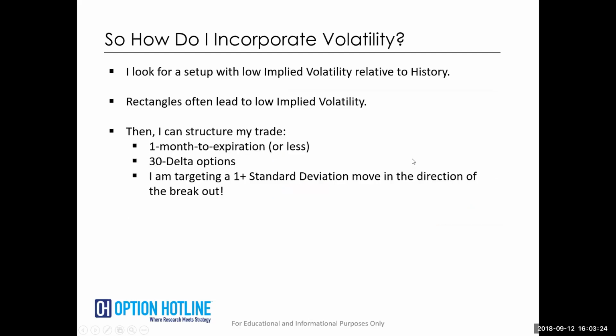So how do I incorporate this? You want to think about the actual implementation, right? So that's what we're here for. We're here to try to figure out how to actually do it. I find that setup with low implied volatility relative to historical. So it's that stock I think should be 36% or even 40% volatility, and right now it's trading at 30%.